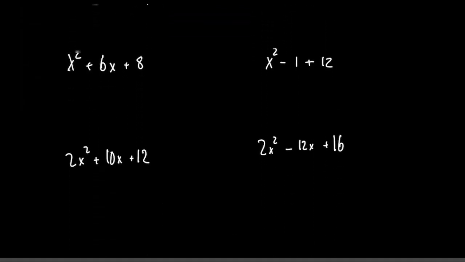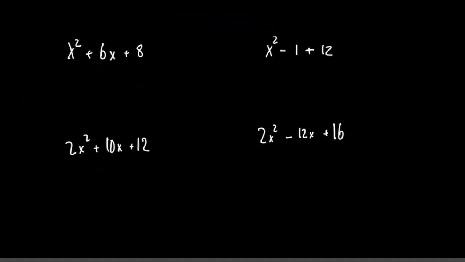Now let's see if we have a question like this, right? So we have 3 terms. So this is a trinomial. We have x squared plus 6x plus 8. And in this method, we're going to try and find 2 values that multiply to 8 and add to 6.